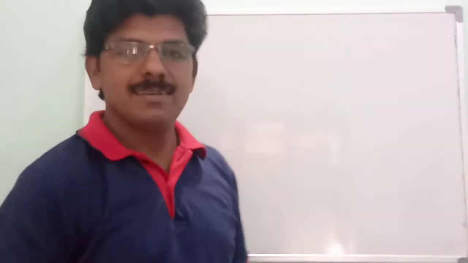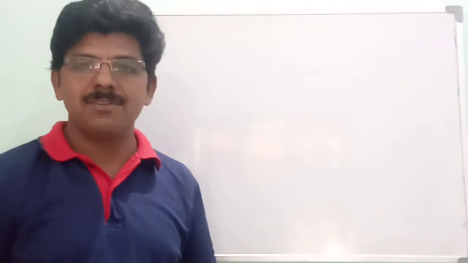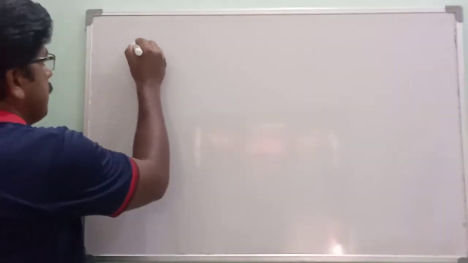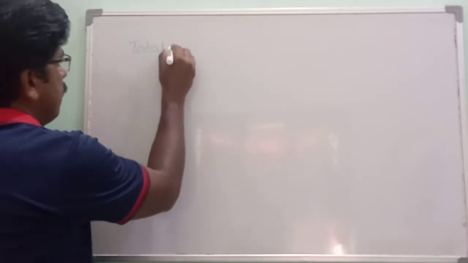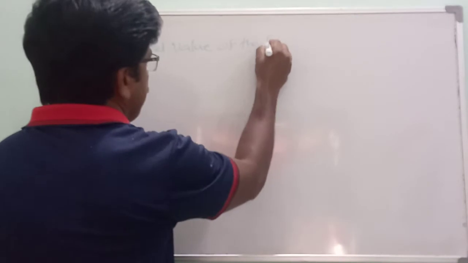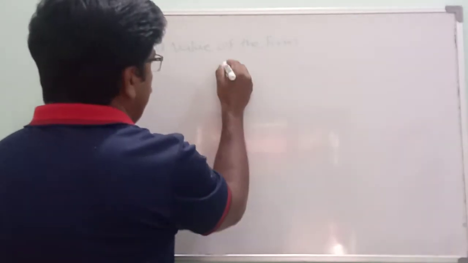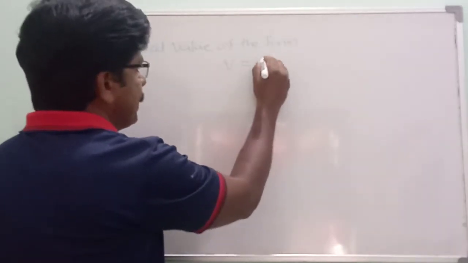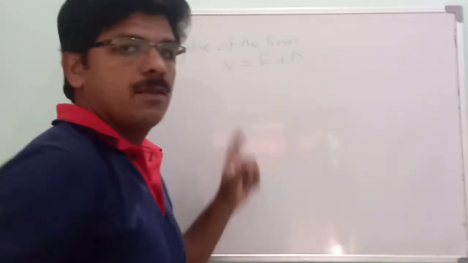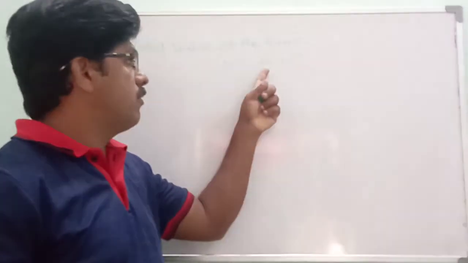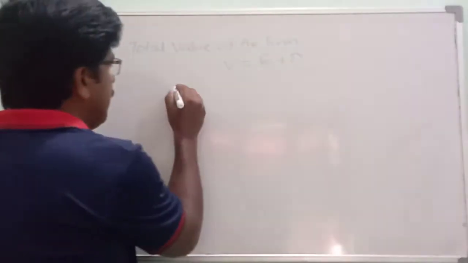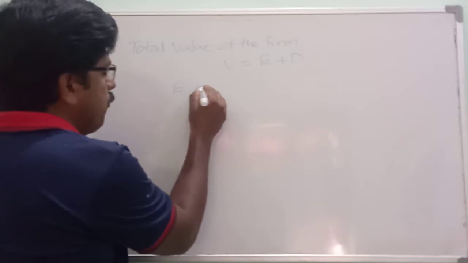Yes, welcome back. In this question, you are asked to calculate the total value of the firm. V is equal to E plus D. Value of the firm is equal to market value of equity plus market value of debenture. What is E? Market value of equity.